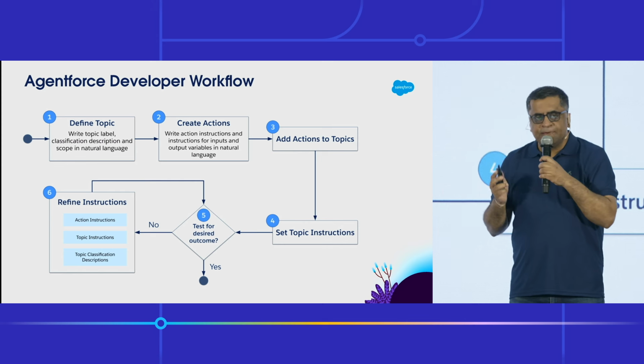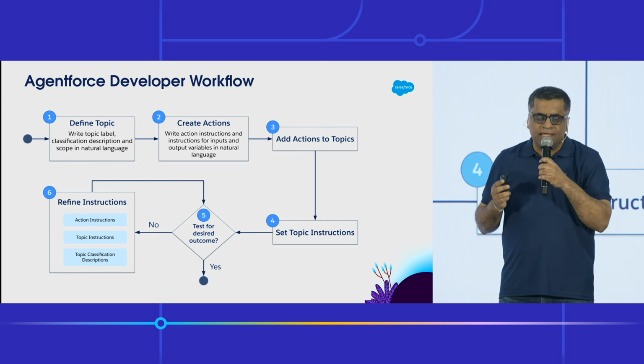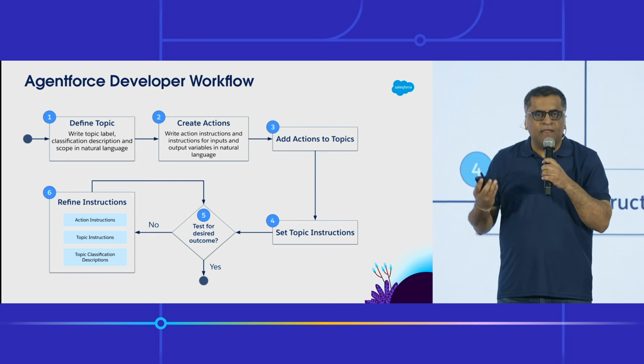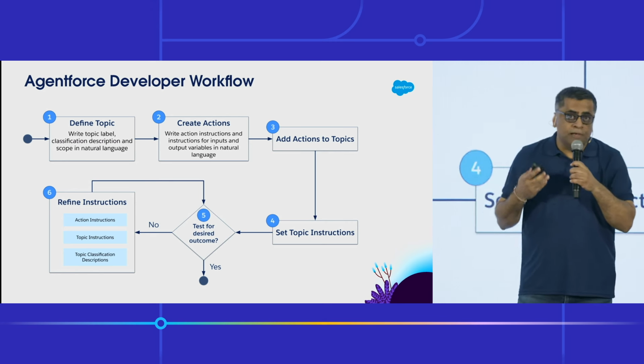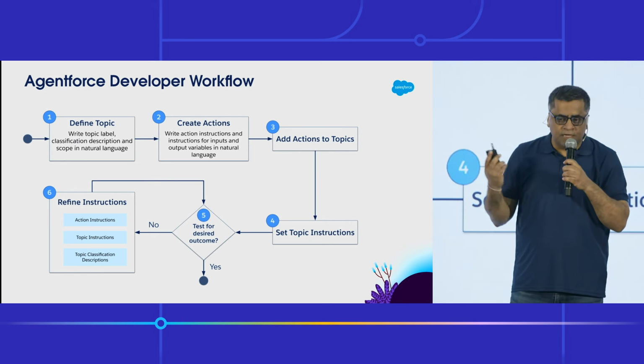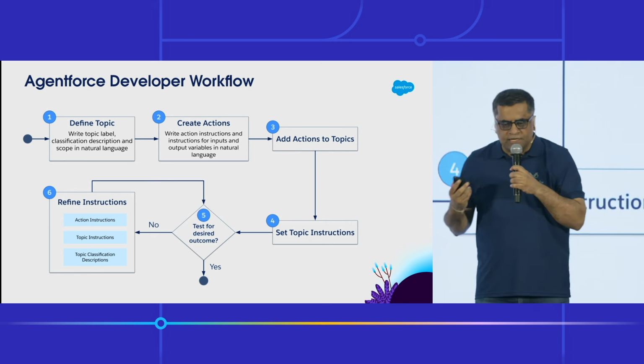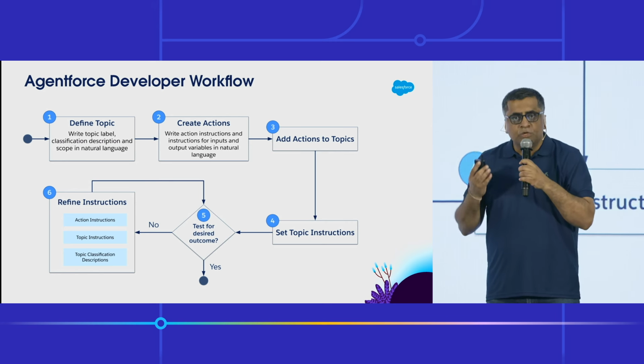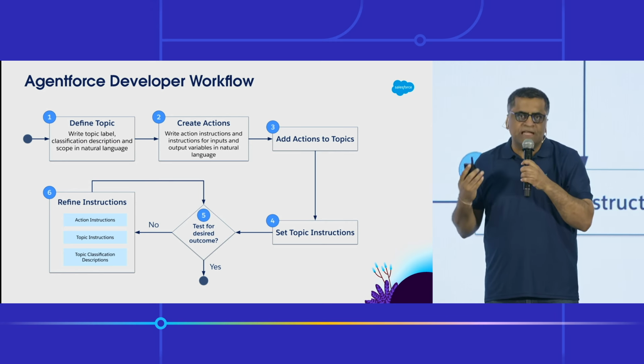For topics as well as actions, you need to define what are called instructions. Instructions is basically what you are feeding as input to the agent. And again, everything in AI depends on the quality of inputs that you provide. So if it's a good input, you will get a good output. Otherwise, it's garbage in and garbage out. So you provide your action instructions, you provide instructions for input and output variables in natural language. You associate your actions to the topics. That is how the agent knows.